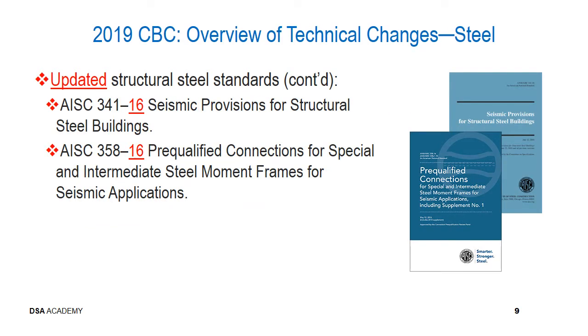There's also updated structural steel standards for the seismic provisions. That's AISC 341, the 2016 version, as well as the AISC 358 2016 version for the pre-qualified connections for special and intermediate steel moment frames or for seismic applications.